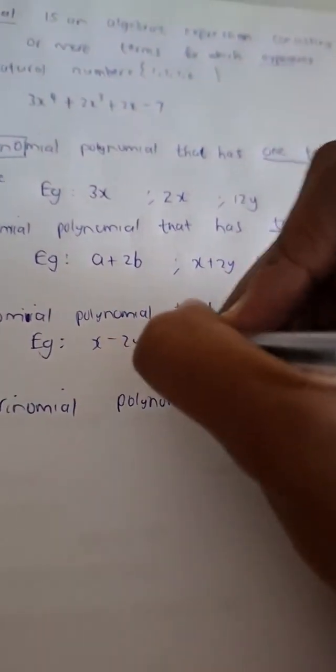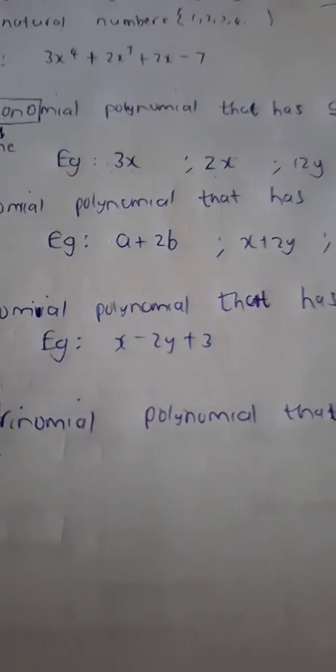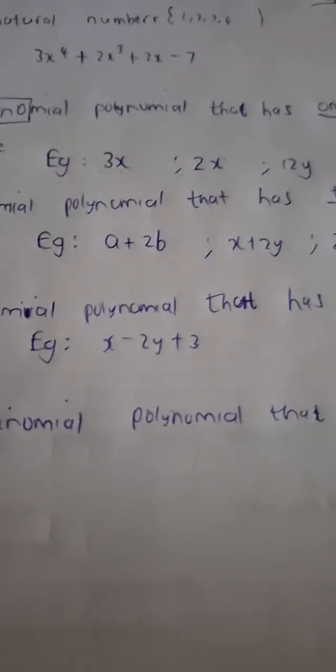Very nice. Okay, let's go to a trinomial. Give me an example of a trinomial. I'm going to work with what you guys type in the comment section, and I'll populate my notes with those. Okay, so viewer says x minus 2y plus 3. That's a trinomial. 3 terms.